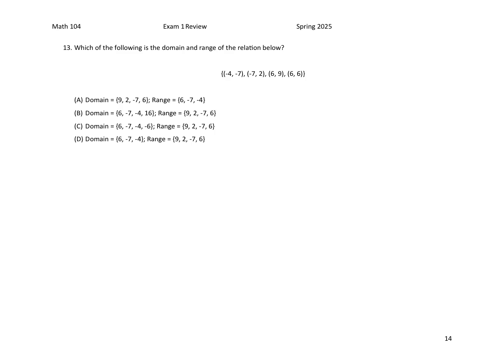Number 13, which of the following is the domain and range of the relation below? So the domain is going to be the set of all x coordinates for your points. So I'm going to just highlight them in purple. That's going to be our domain: -4, -7, 6, and 6. And you don't have to list a number twice. So we're looking for -4, -7, and 6.